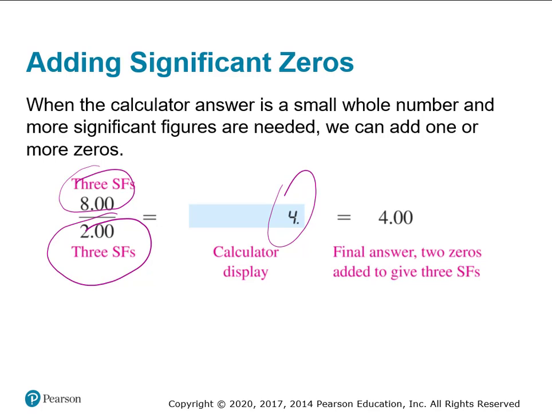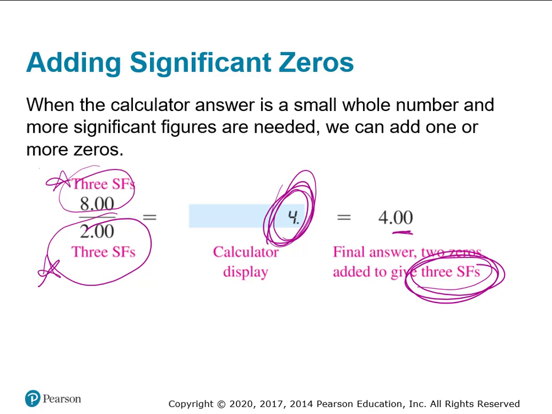But we have to look at significant figures. 8.00 is 3 sig figs. 2.00 is 3 sig figs. Remember, our answer will have as many as the smallest of the numbers that we start with. Well, 3 and 3 obviously they're the same, so I have to end with 3 significant figures. So to take the number 4 and make it into 3 figures, we need to make it 4.00. 4.00 would be the correct final answer.